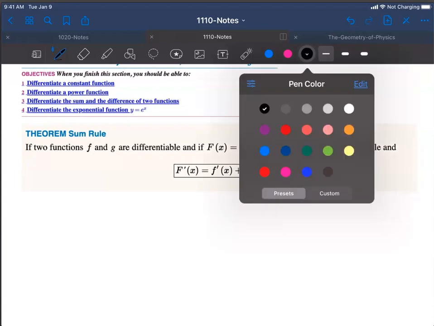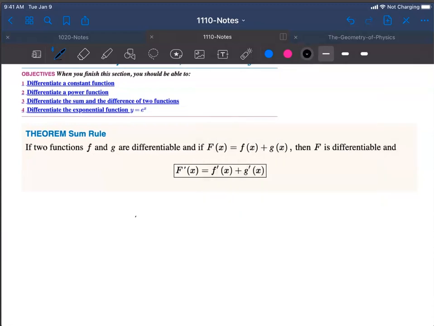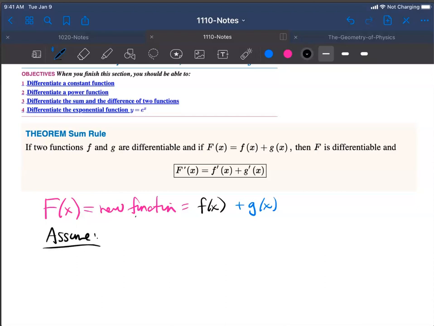Okay, there is another result that we should probably discuss. Here is a new function. I'm going to call it big F of x. This is a new function, and this new function is going to be made of two smaller functions that you know about, f of x plus g of x. And let's assume that you know something about these functions. Assume that you know f prime of x, and assume that you know g prime of x.